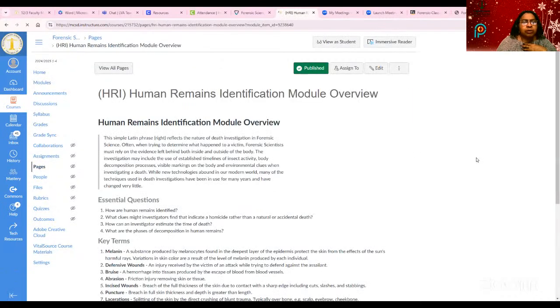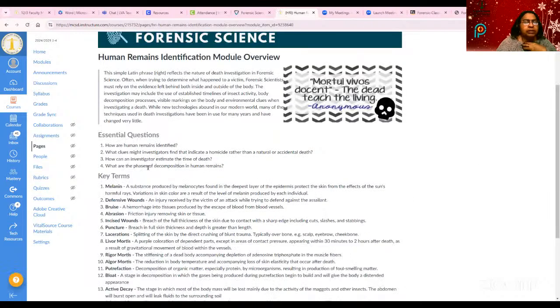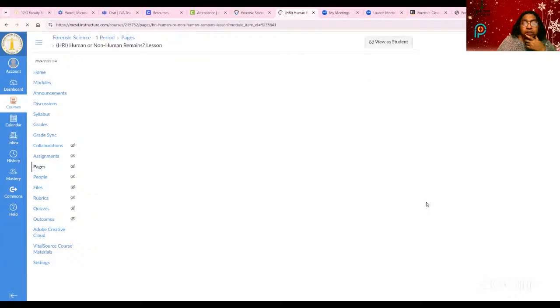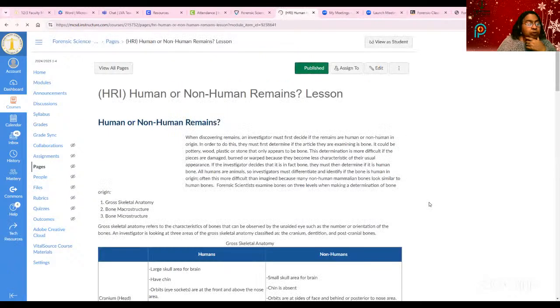All right, so that brings us to looking at remains. Phases of decomposition, make sure you know that. Estimating time of death, those are important. So we want to talk about all the mortises: rigor mortis, livor mortis, all of those.